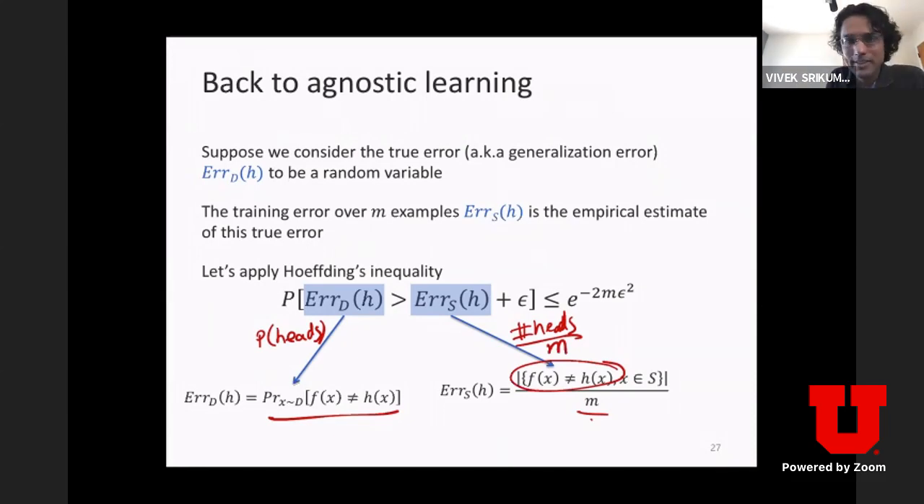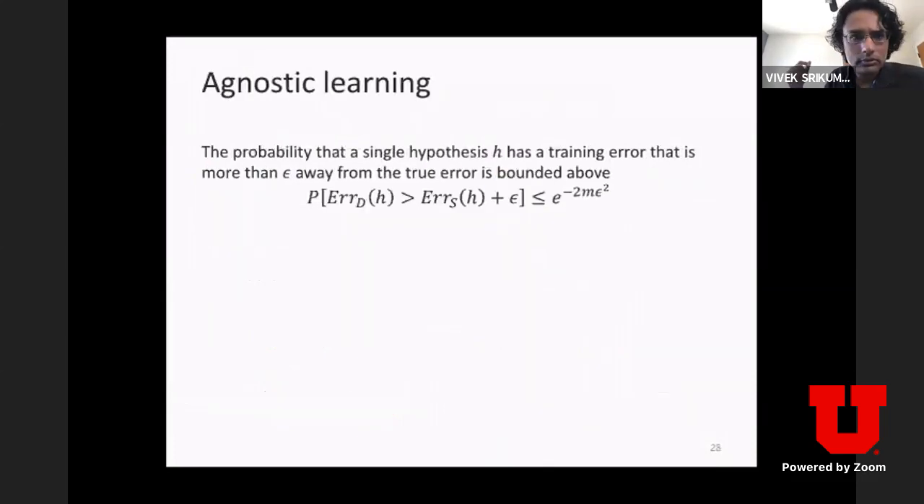There's another question: what's delta in this case? We'll get there in a minute. So the probability that a single hypothesis has a training error that's more than epsilon away from the true error is bounded, not above but below. Right?